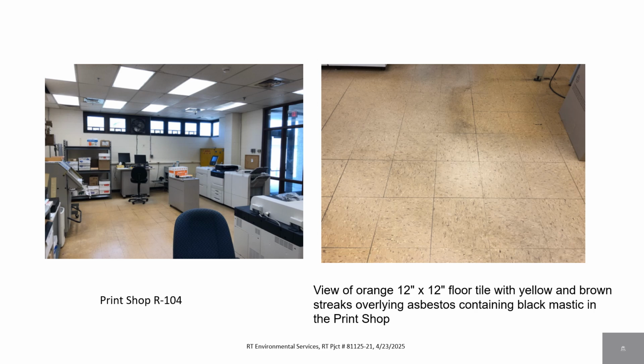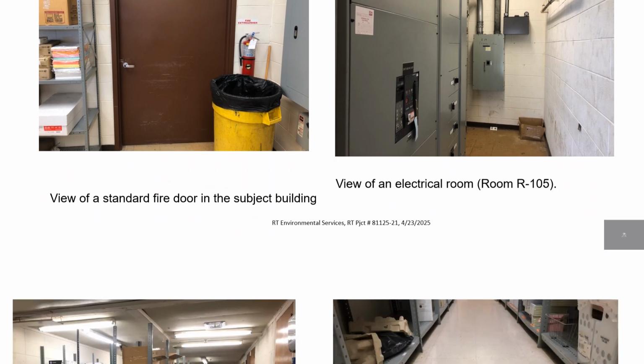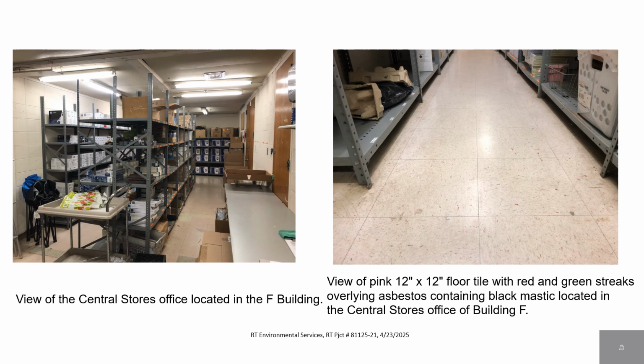Here's a view of the print shop and a close-up of the floor tiles in the print shop. Here's a view of a standard fire door in building FR and a view of the mechanical room, R105. Here's a view of central stores in F building and a close-up of the floor tile.